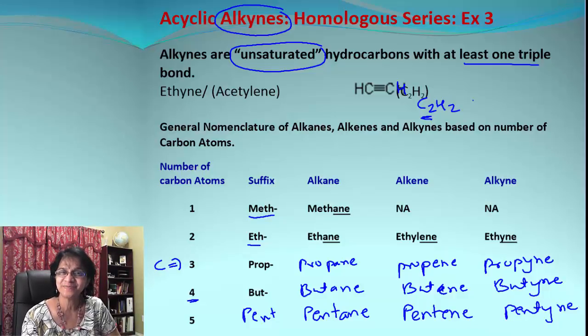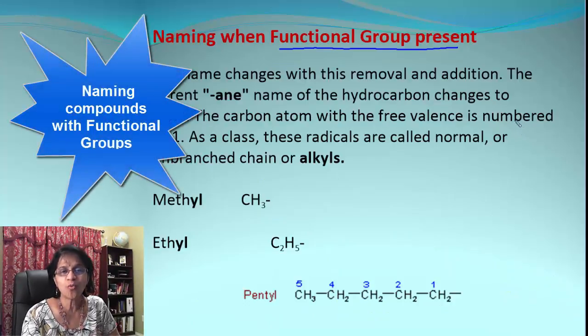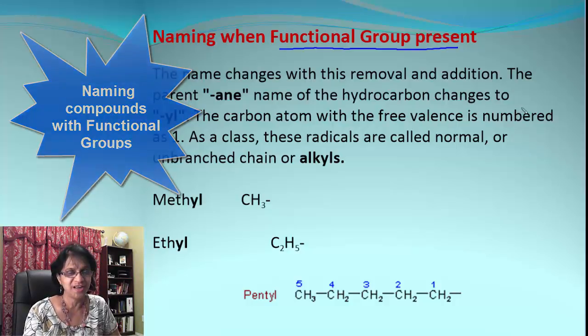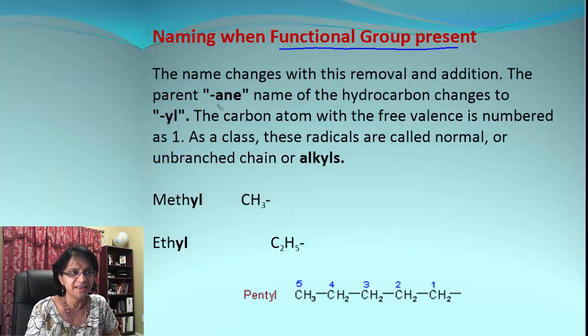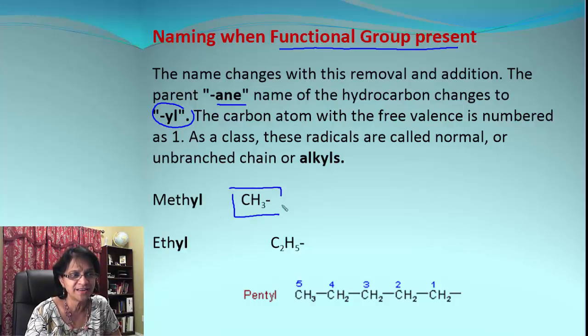What happens in a functional group is one of the hydrogens is replaced by that functional reactive group. So the alkane name changes to alkyl. For example, if you have methane and if you remove one hydrogen, what we get is methyl. Same thing with the ethane. If we remove one hydrogen, what we get is ethyl, and pentyl and so on.